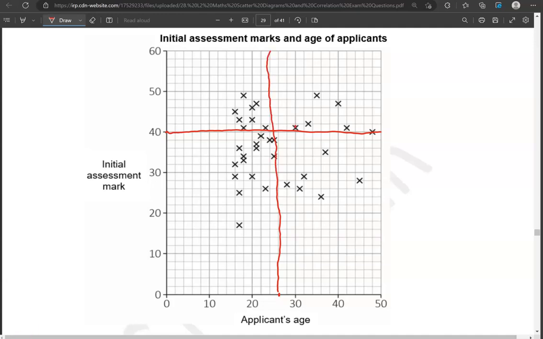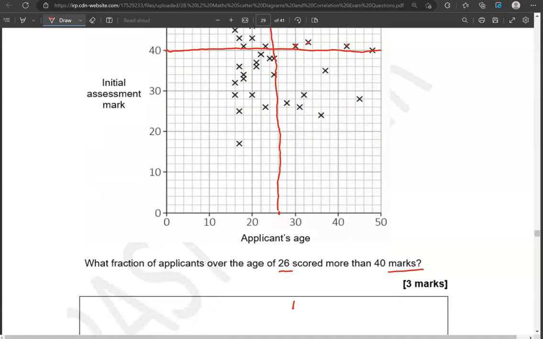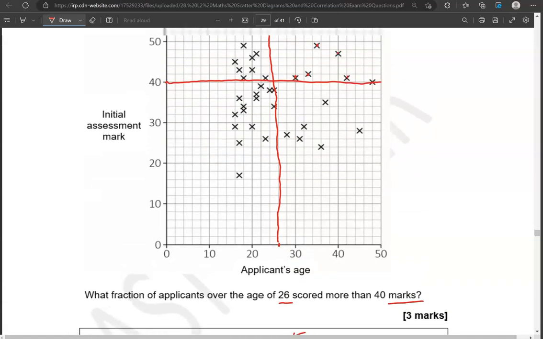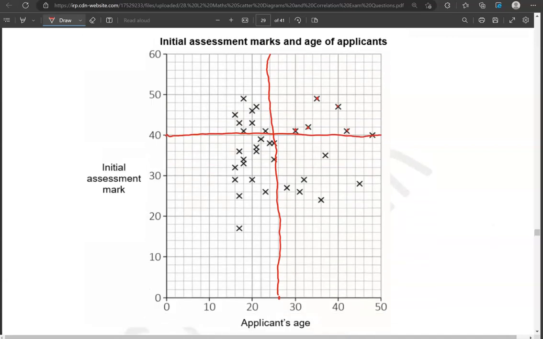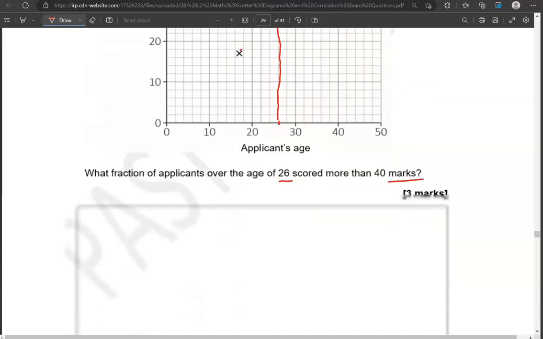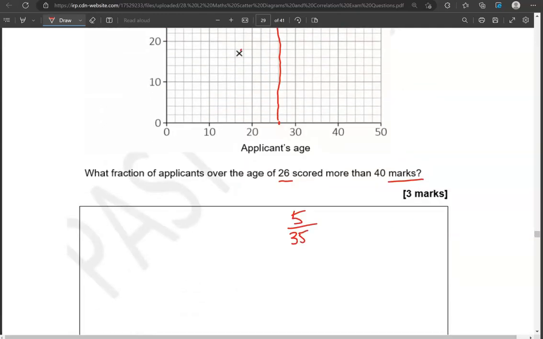So it's 1, 2, 3, 4, 5 out of the total, which is 5, 6, 7, 8, 9, 10, and so on up to 35. We can divide both numbers by 5 and we get 1/7.